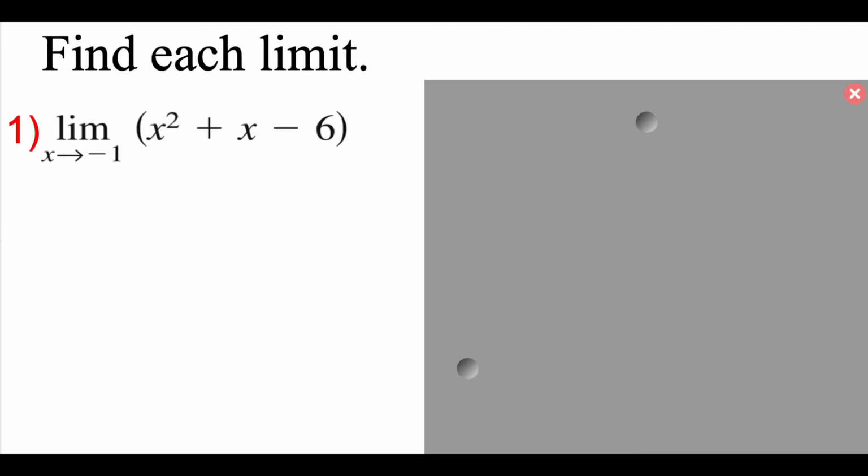So we're going to find a couple of limits. In number 1 here, we're going to find the limit of x squared plus x minus 6 as x is approaching negative 1. If I were to directly substitute that negative 1 in for those x's, I would get negative 1 squared plus negative 1 minus 6. Well, negative 1 squared is 1, and if I add negative 1 to that, that zeroes out. And if I take that and subtract 6, I get negative 6 as my answer. So this limit is negative 6.